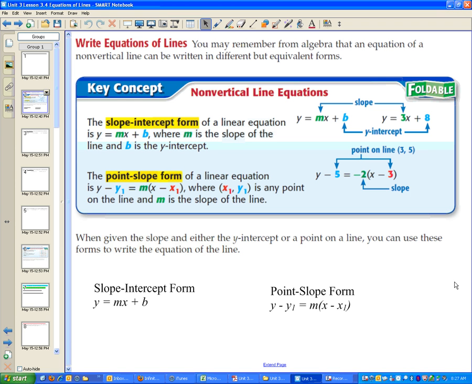Okay? So, the slope-intercept form of a linear equation is y equals mx plus b. M stands for slope, lowercase m always stands for slope, and b is what's called the y-intercept. Think of the x-axis and the y-axis as number lines. So think of the y-axis as a number line. B is the number on that number line where the line crosses the y-axis.